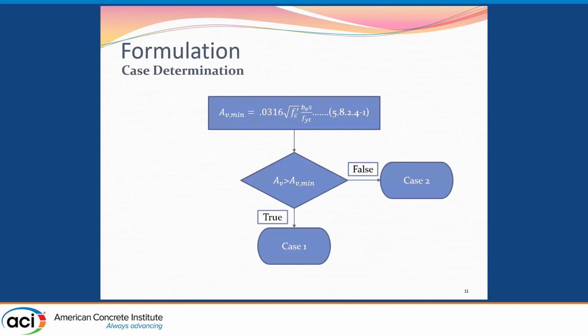Going back to the simplified modified compression field theory. So we know what's the model for the FRP now, and we need to implement it in the simplified modified compression field theory. There are 2 cases that we have to consider. Either you have more than the minimum steel reinforcement, the transverse steel reinforcement, and we're going to call this case 1, or you have less than the Av minimum, and this will be our case 2. The Av minimum is calculated based on this equation, 0.0316 square root of f'c bv s divided by fyt, the transverse yielding steel.